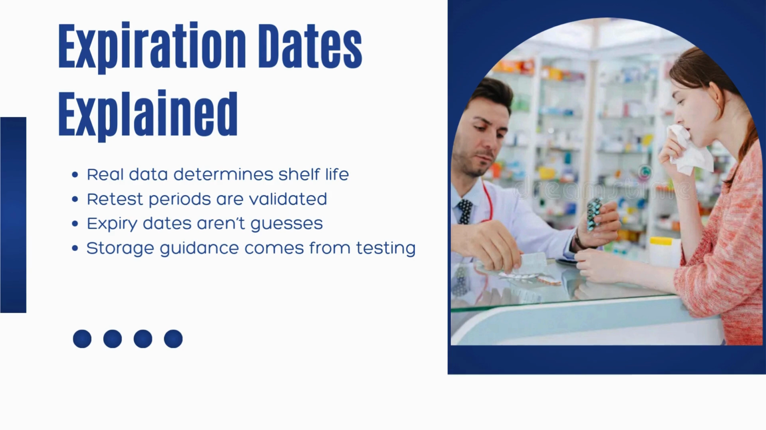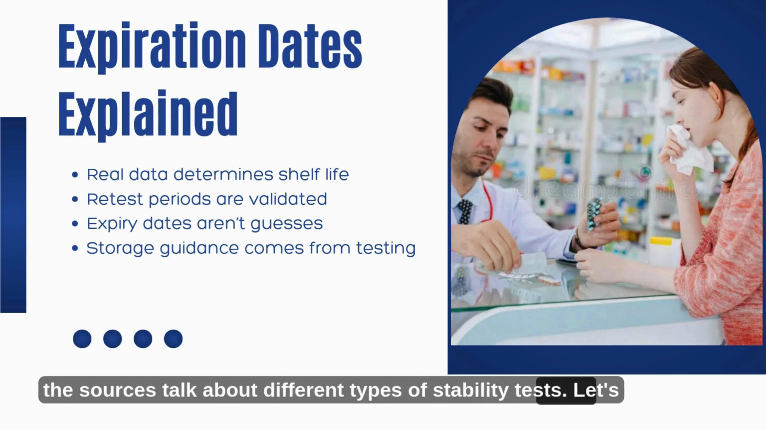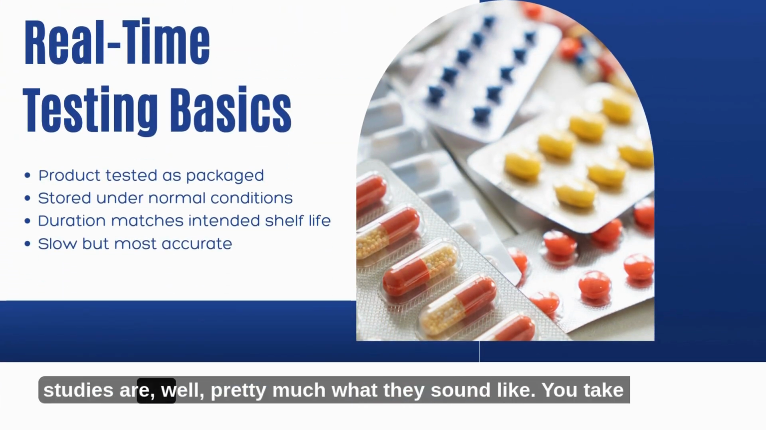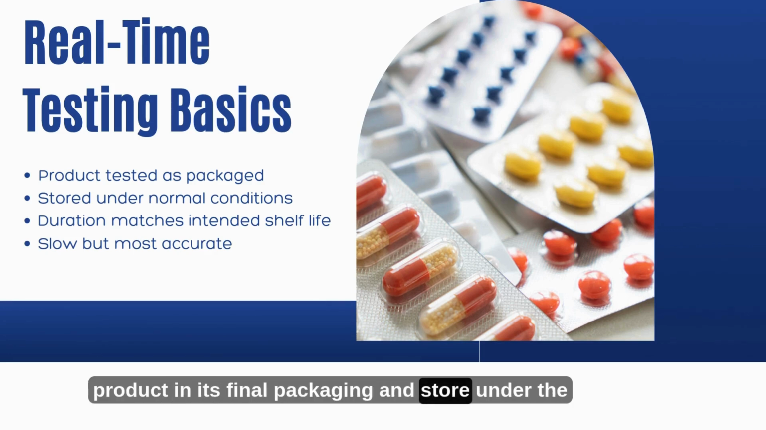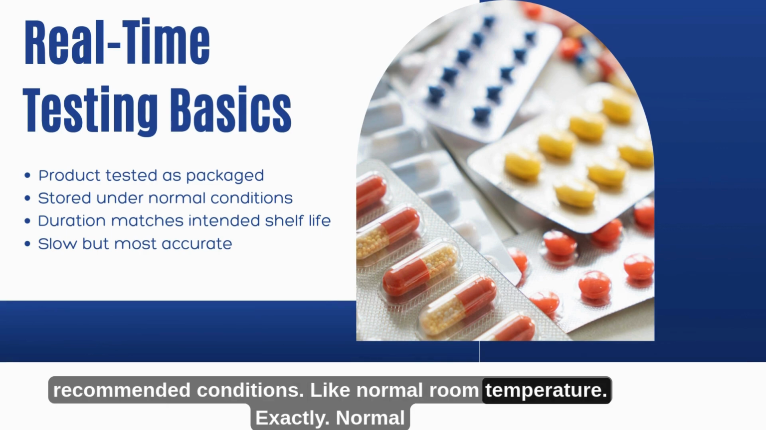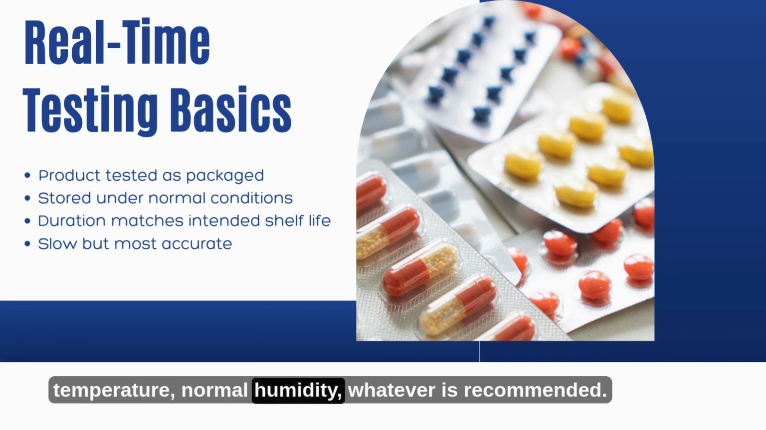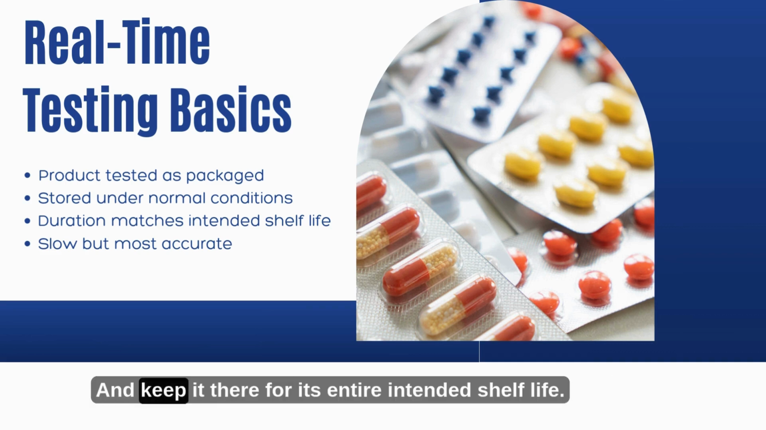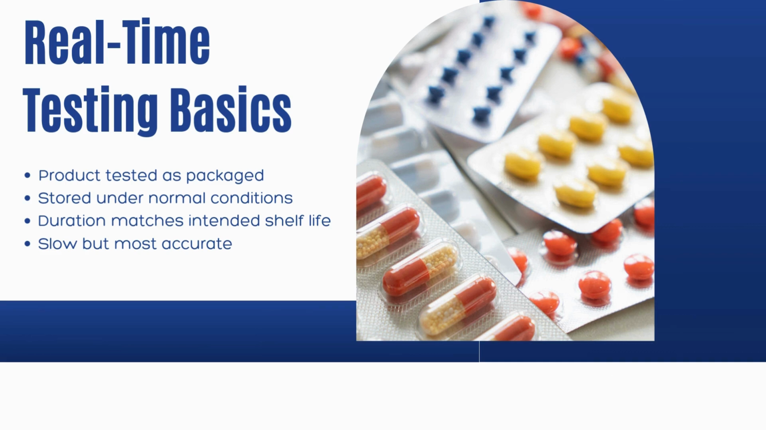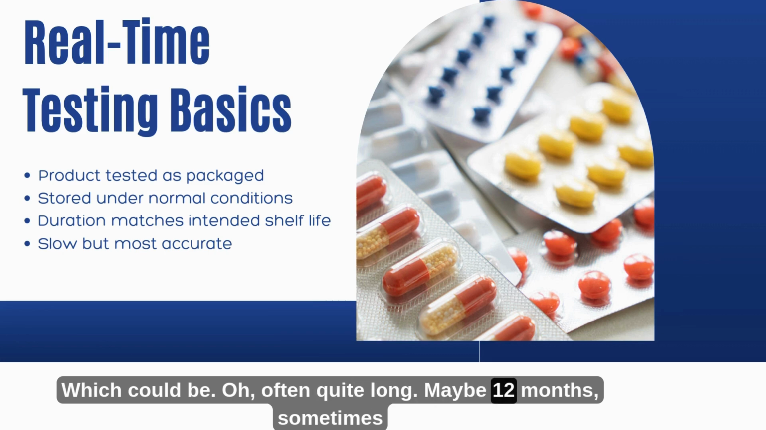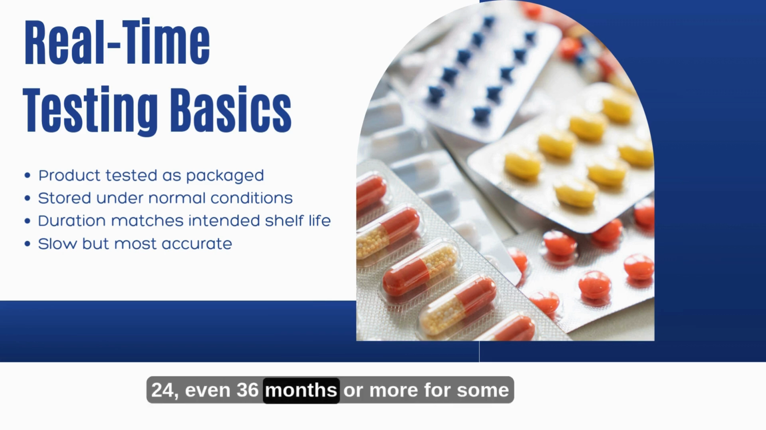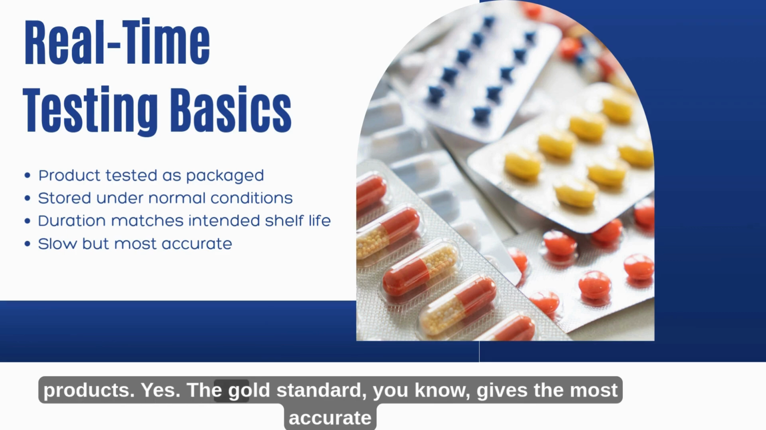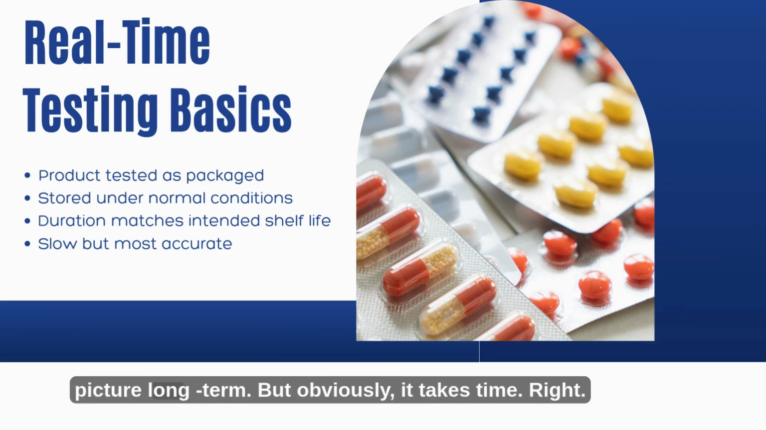Got it. Now, the sources talk about different types of stability tests. Let's start with the one that sounds most straightforward: real-time studies, or shelf life studies. Yeah, real-time studies are pretty much what they sound like. You take the product in its final packaging and store it under the recommended conditions. Like normal room temperature. Exactly. Normal temperature, normal humidity, whatever is recommended. And you keep it there for its entire intended shelf life, which could be often quite long. Maybe 12 months, sometimes 24, even 36 months or more for some products. Yes. The gold standard, it gives the most accurate picture long term.